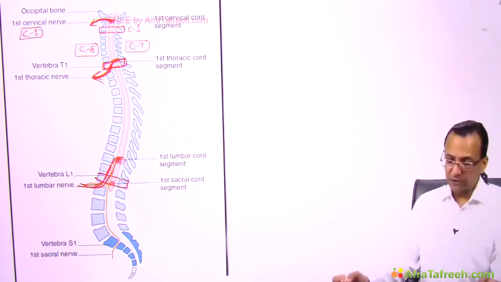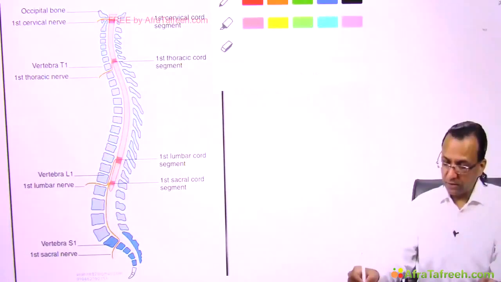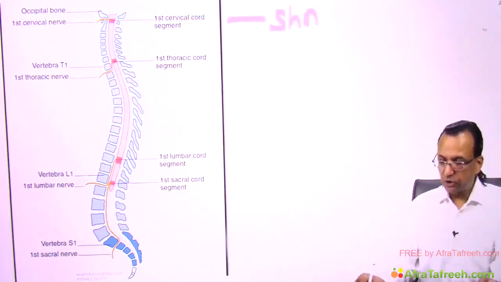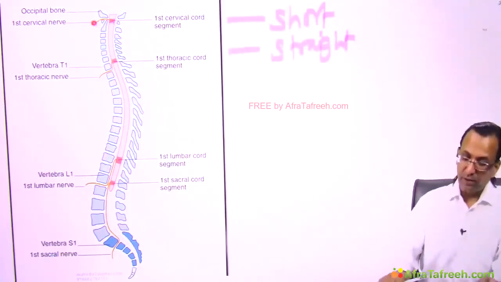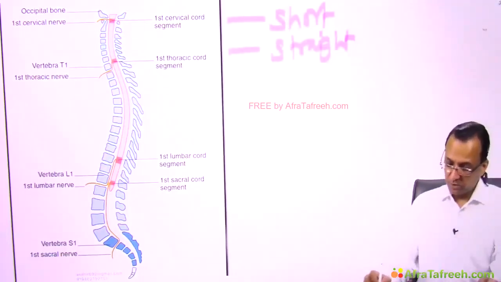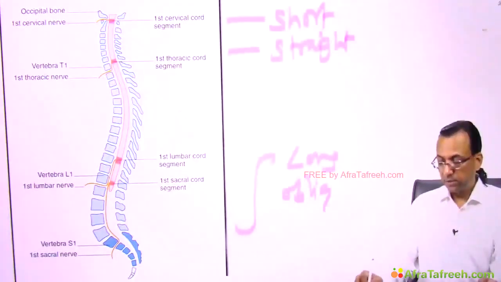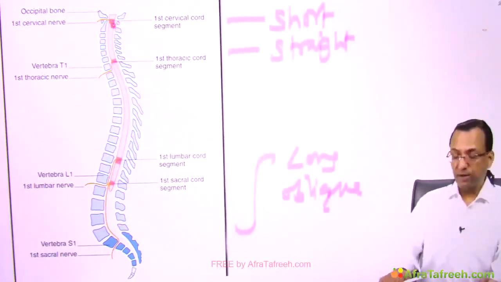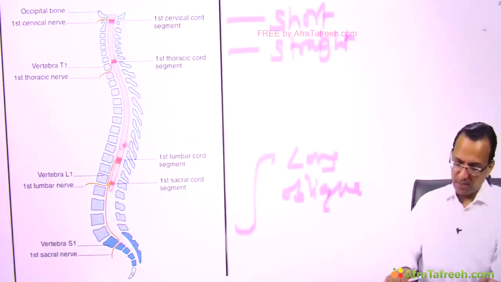Yes, understand. In the cervical region, the nerves are short and straight. Short and straight. You mean to say spinal nerves? Yes. Can you see them? Short and straight. But in the lumbosacral region, they become long and oblique. So you are telling that here in the cervical region, the cervical nerves are short and straight. Yes, but gradually they become long and oblique. Why do they become long and oblique?